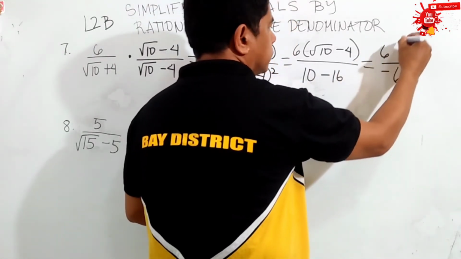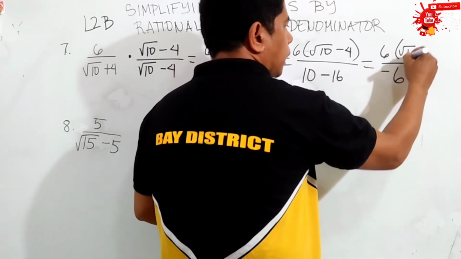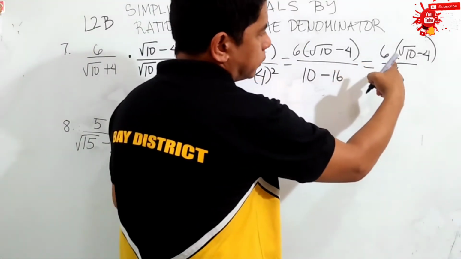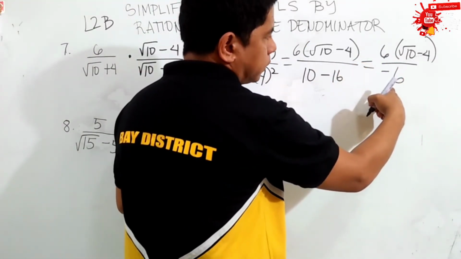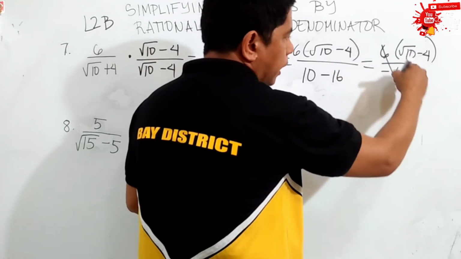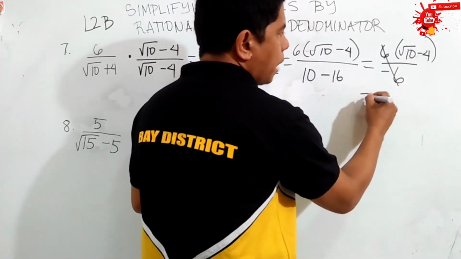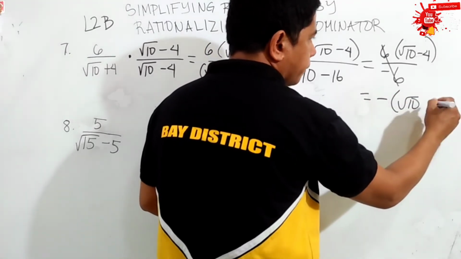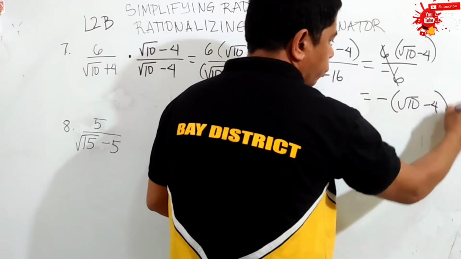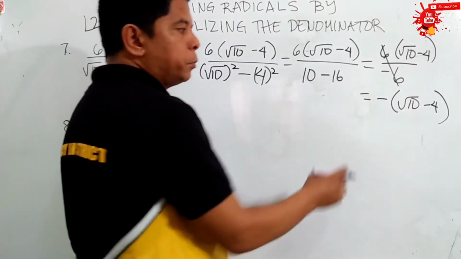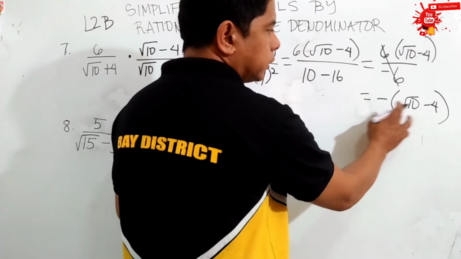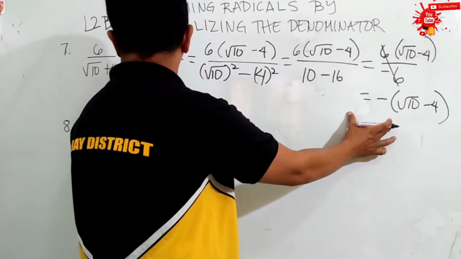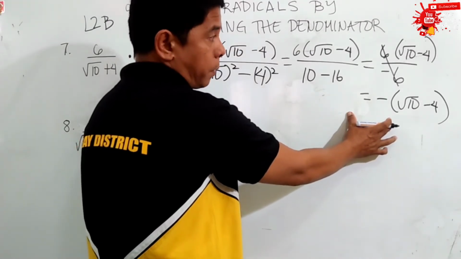Sulat lang yung taas. 6 times the square root of 10 minus 4. Then, 6 divided by negative 6. So, equals siya sa negative 1. So, we have negative times the square root of 10 minus 4 yung sagot natin. Kung i-distribute natin yan, that is negative square root of 10 plus 4. So, ito po yung sagot natin for number 7.